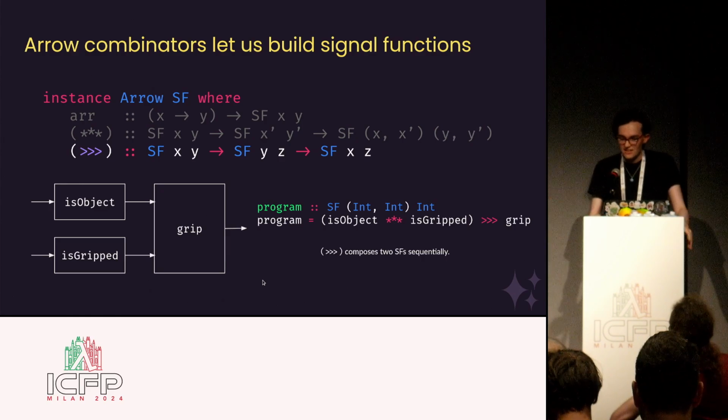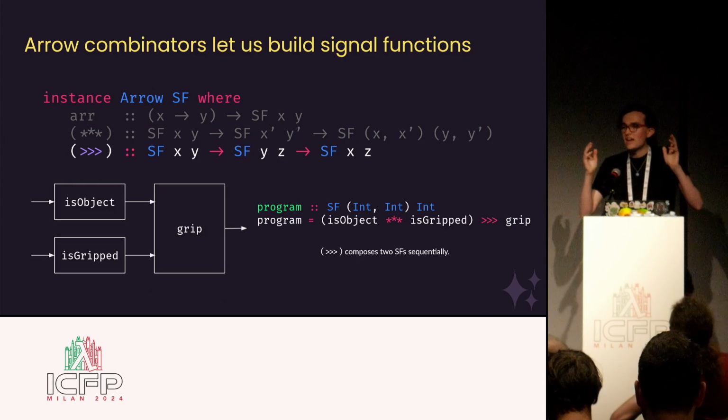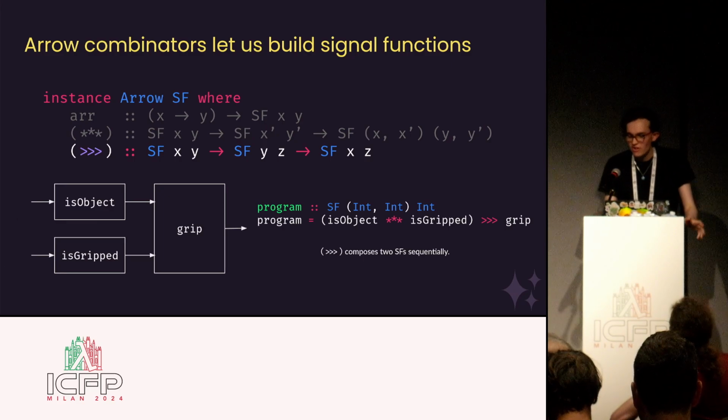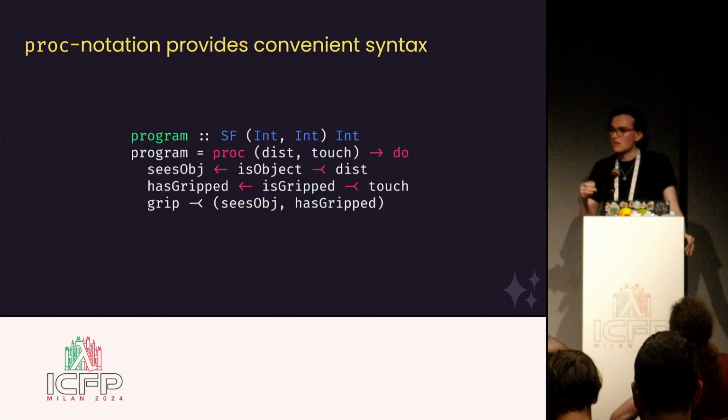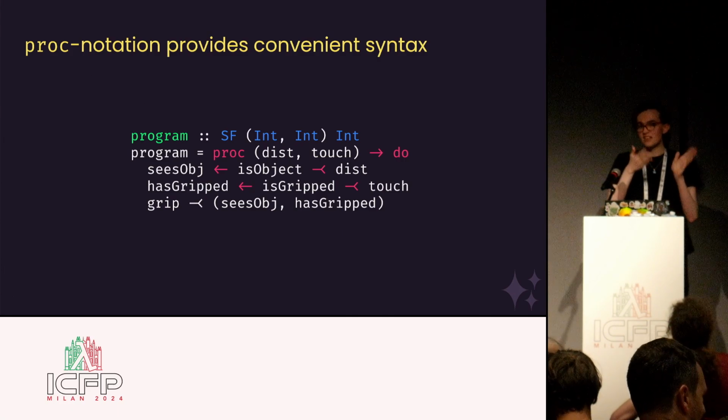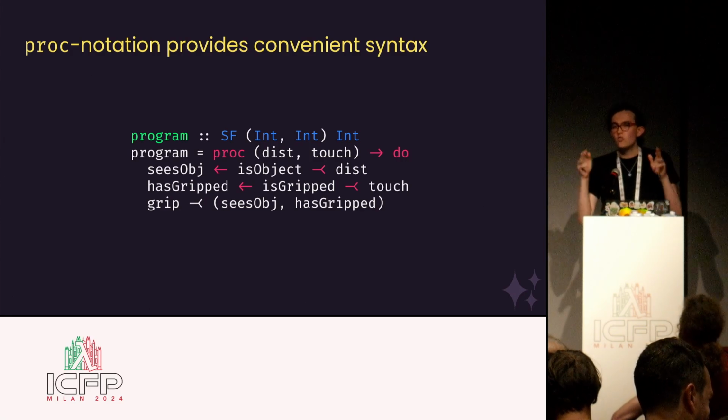Great, fantastic. That's all we need. Great, I'm done. No. So this is great for small programs, but when our programs get larger, we end up dealing with a lot of these combinators, and it can get quite difficult to read and difficult to understand. So we have this nice notation called proc notation, which provides a convenient syntax for referring to our signals and not worrying about routing at all.